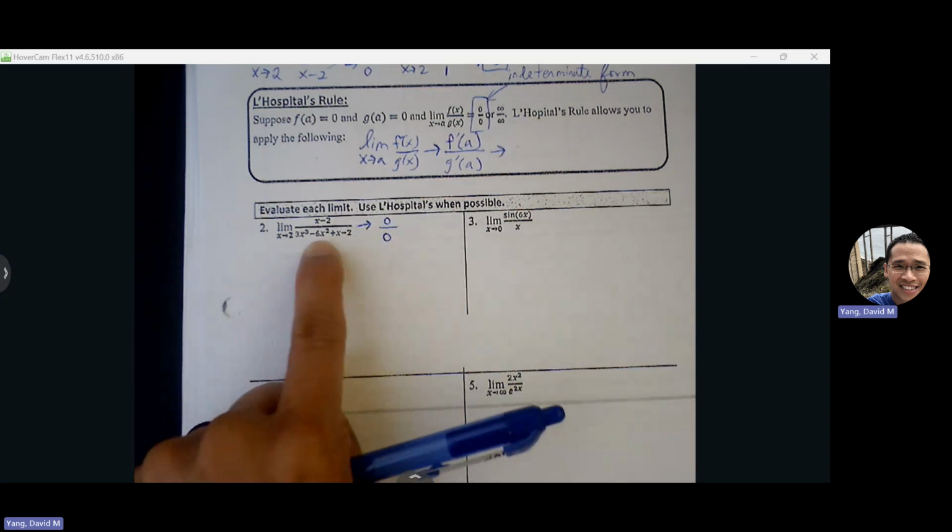Now, this is tough to factor. We see the benefit of L'Hopital's rule because when it's difficult to work with those numbers algebraically, we can just take the derivative and then evaluate the limit again. Okay, so numerator's derivative, x minus 2 becomes what?